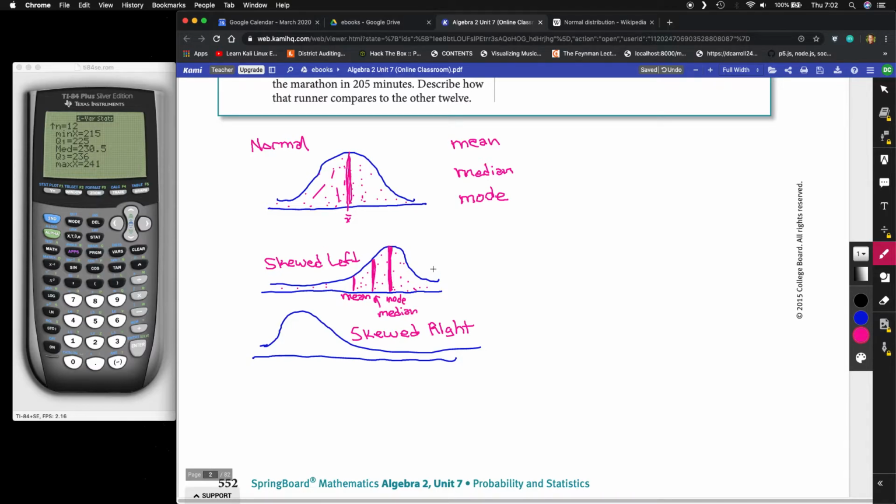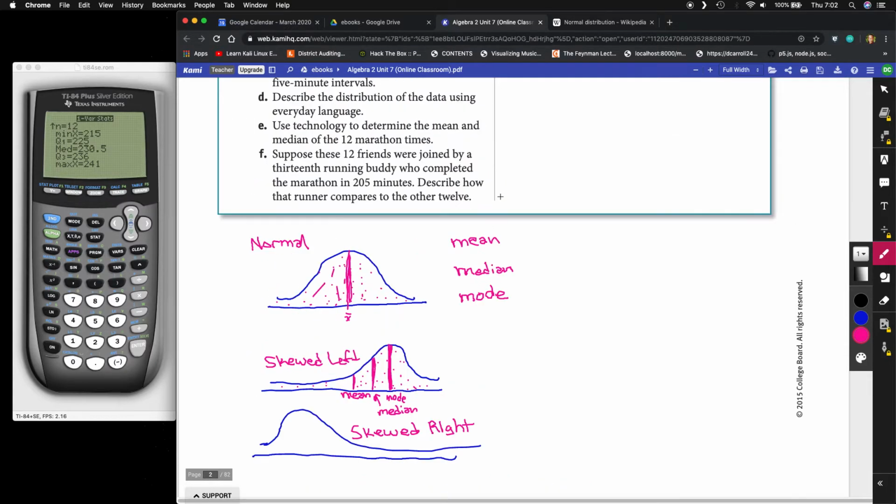Okay, so it's kind of important to understand these concepts of measurements of central tendency, the mean, the median, and the mode. And as we have introduced skewedness, how those can get pulled. Now that being said, in this particular unit, we're mostly going to be just dealing with normal distributions, which makes it nice and easy. Okay.